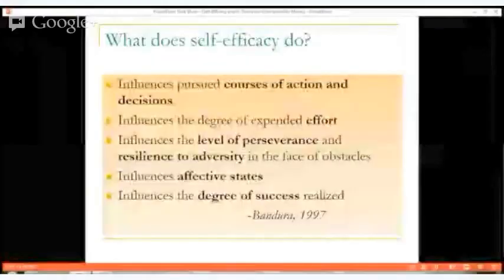And where does it come from? So now that we know what it is and what it does, where does it come from? Well, there are four main overarching sources of self-efficacy. One of them being mastery experiences, another vicarious experiences, emotional states, and social and verbal persuasion. So I'm going to talk about each one of these separately.